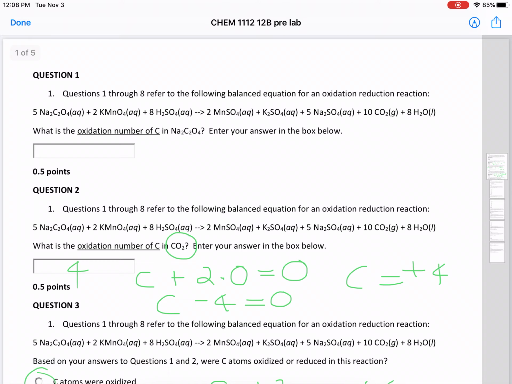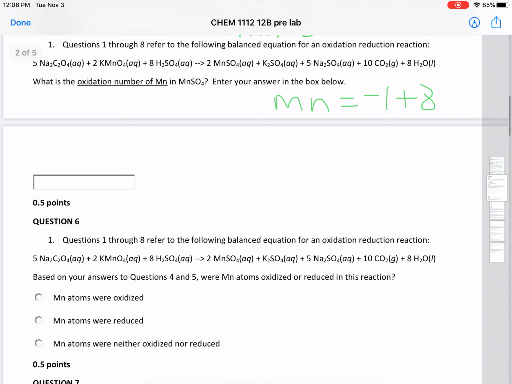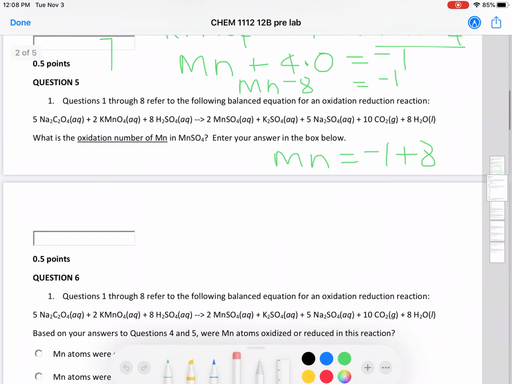Okay, it's right there. Good, found it. Okay, manganese sulfate. We were here, right? Yeah.